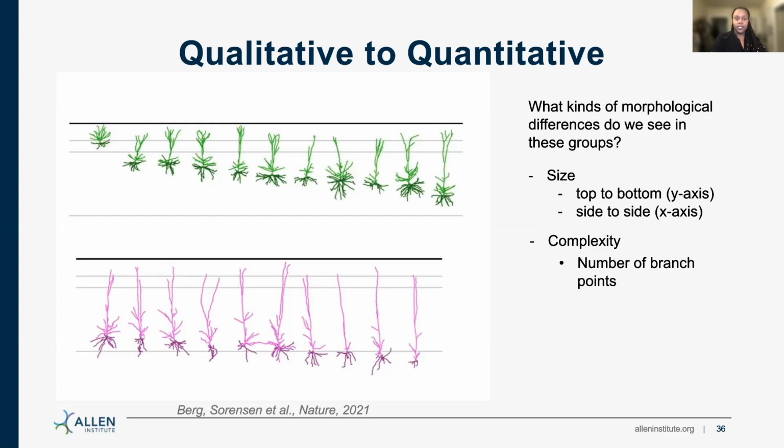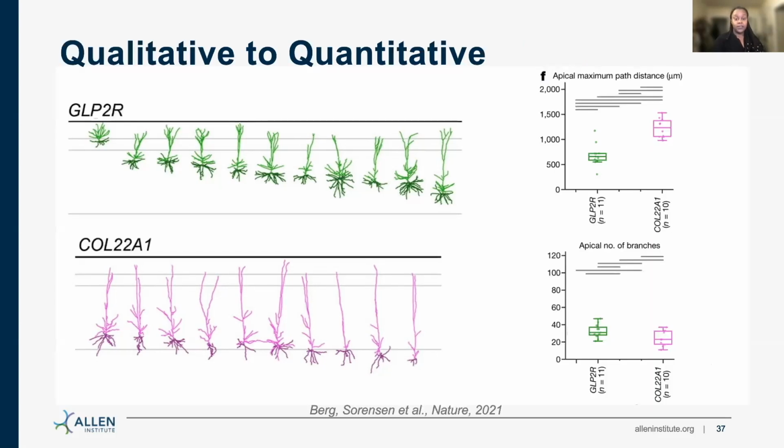By taking these measurements, we can now compare the morphologies of cells of different transcriptomic types and identify trends using box plots. These box plots allow us to see the distribution of a feature measurement for each transcriptomic type and perhaps make observations or conclusions. For example, the neurons in the bottom group, COL22A1, have sparser apical branching than the neurons in the top group, GLP2R neurons. We can see that in that they tend to have longer apical dendrites, as noted by their trend to be higher when we measure the apical max Euclidean distance, but roughly the same number of branch points, which we can see when we compare the number of branch points we see for the apical dendrite.